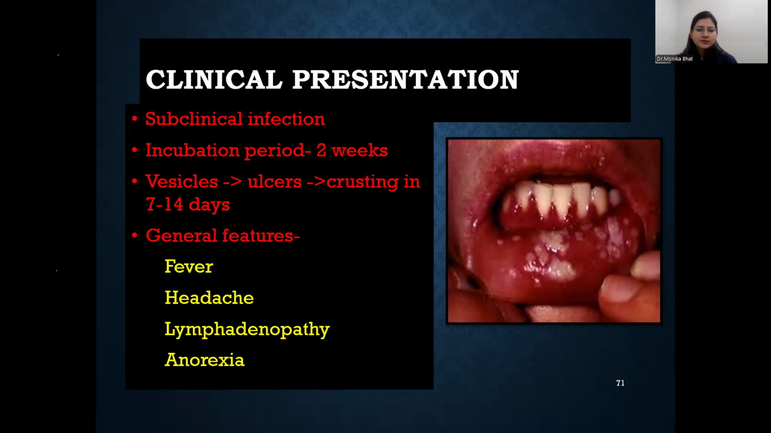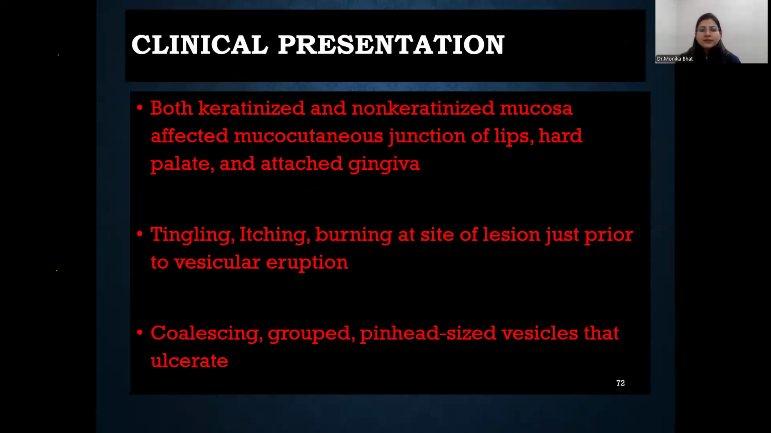herpetic gingivostomatitis ulcers. The general features or the prodromal symptoms in the patients, as it is a viral infection, so the patient can have the fever, headache, lymphadenopathy, and the anorexia. The clinical presentation: both the keratinized and the non-keratinized mucosa are affected, mucocutaneous junction of the lips, hard palate, and the attached gingiva. The patient can have the tingling, itching, or the burning sensations on having the food, or as he takes some tea or hot food.